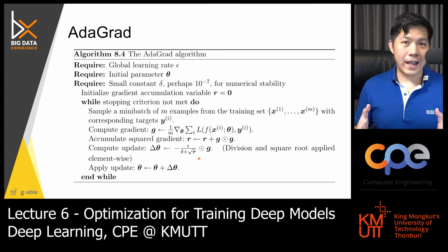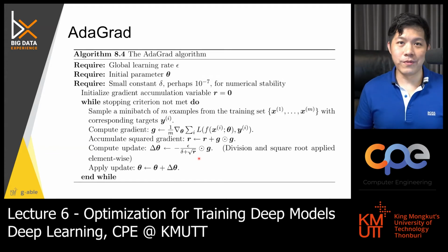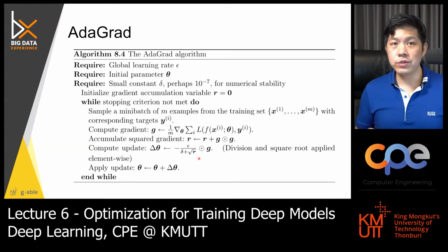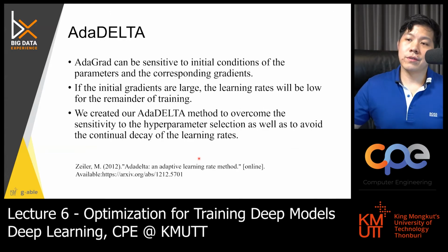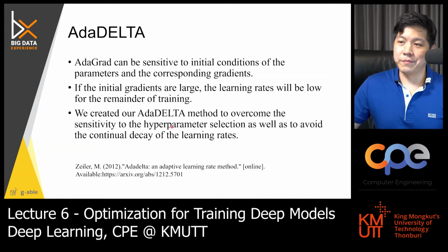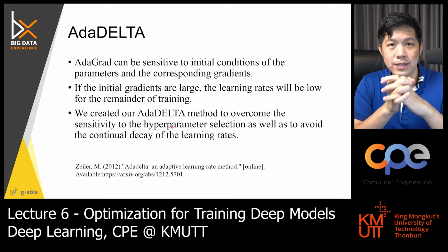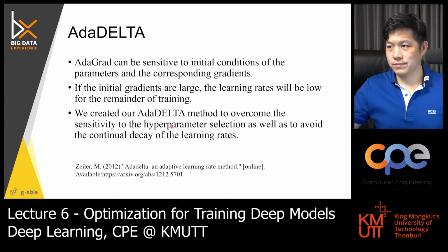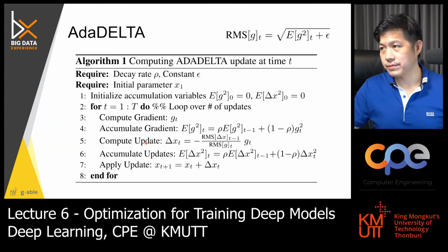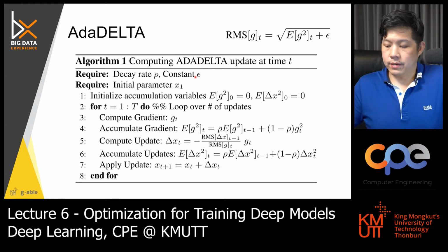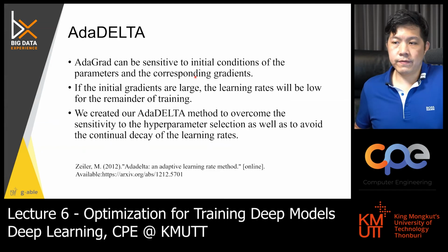So in that case, you need a way to deal with this problem. Suppose you have a large gradient at the beginning, what to do? So Zeiler created Adadelta to overcome this sensitivity, to avoid the decay of the learning rate. How does it work? You can find his paper on arXiv, Adadelta: an adaptive learning rate method.